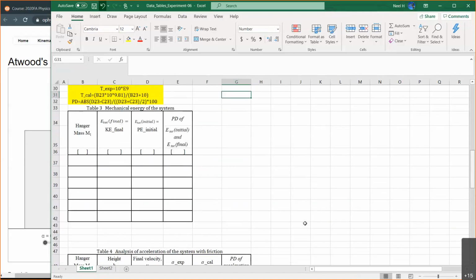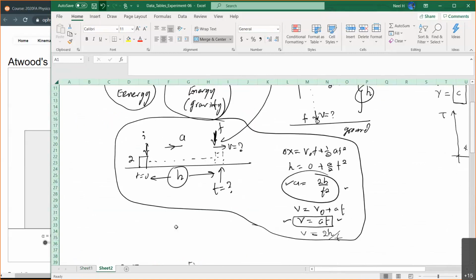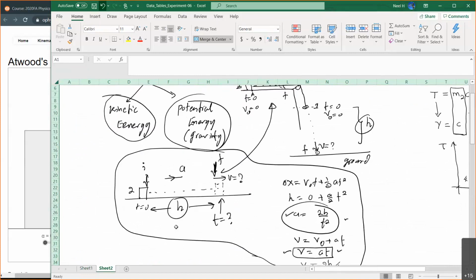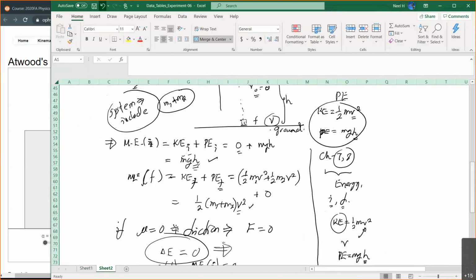Okay, then let's do mechanical energy analysis. So how to do the mechanical energy calculation now? Mechanical energy we discussed earlier. Two types, kinetic and potential, right? Now we're interested to see the mechanical energy when the objects are starting, which we call the initial point, then the mechanical energy when the objects are reaching the final point, right?